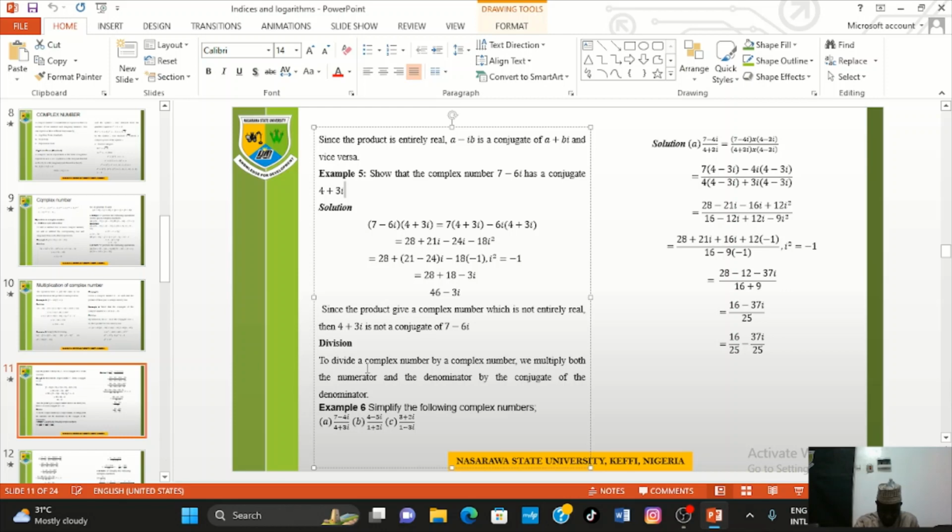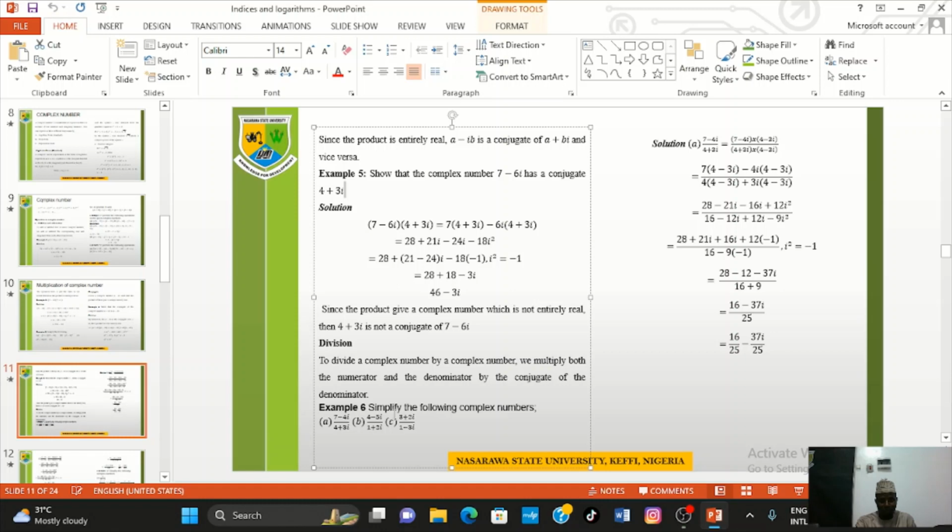Division of complex numbers. To divide a complex number by a complex number, we multiply both the numerator and the denominator by the conjugate of the denominator. Meaning the conjugate is said to be what? Take for instance, if I say a plus bi, the conjugate of a plus bi is a minus bi. So the sign change will make them a conjugate of each other. If it is plus, the conjugate of it will be minus. If it is minus, the conjugate of it will be plus.